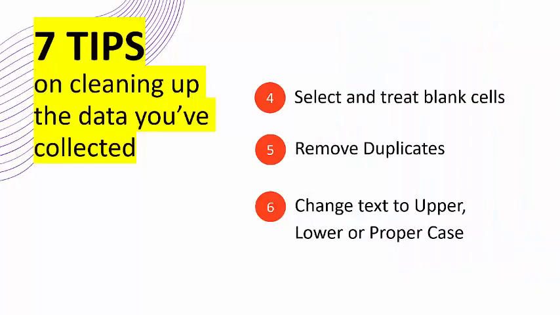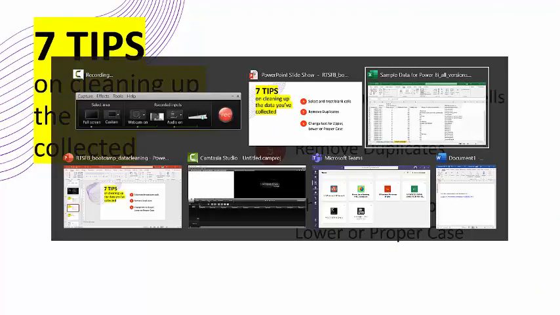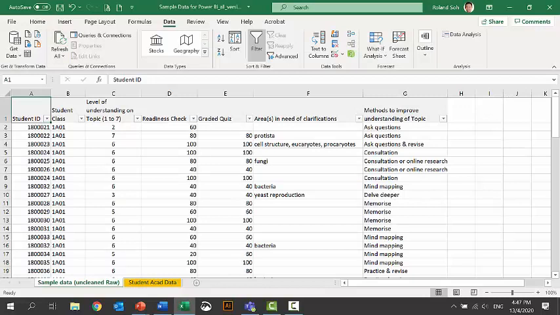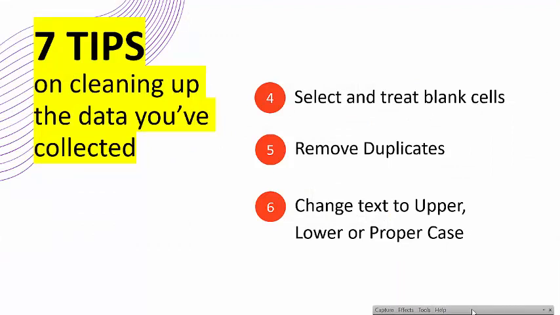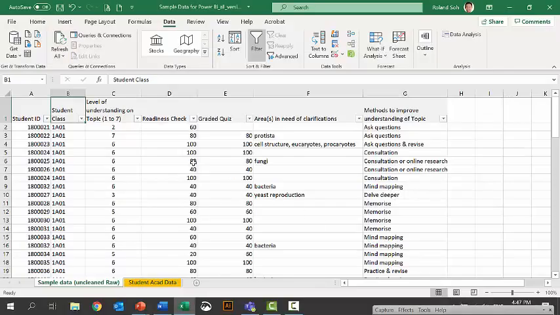So let's take a look at the data set right here. Previously we have worked on the student ID, so now student ID is all clean and correct. Let's take a look at which of these requires us to work on. The very first tip that we're going to work on here is treating blank cells. Let's take a look at the data set.